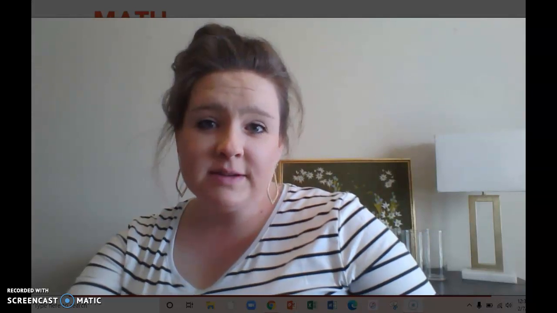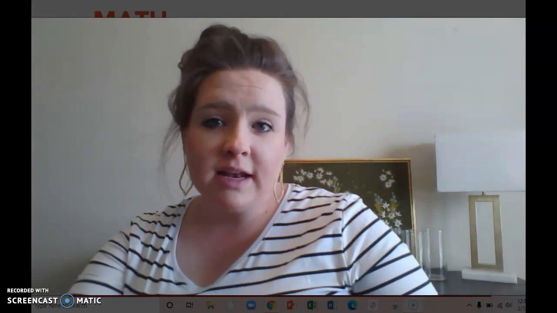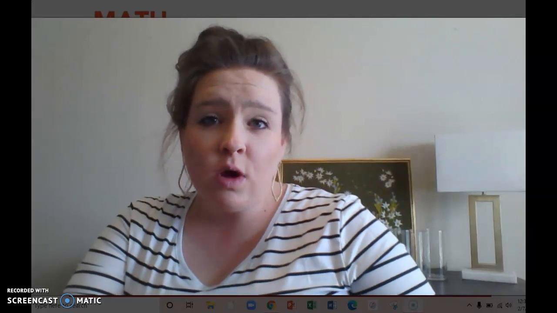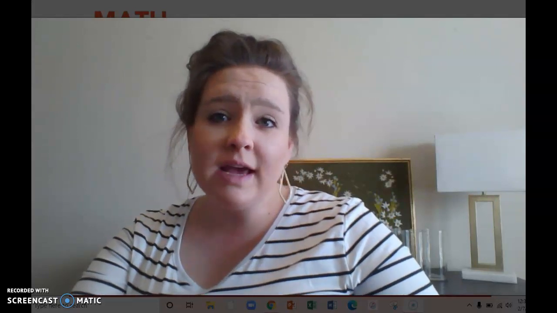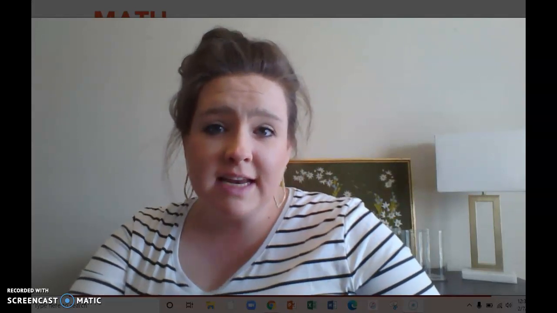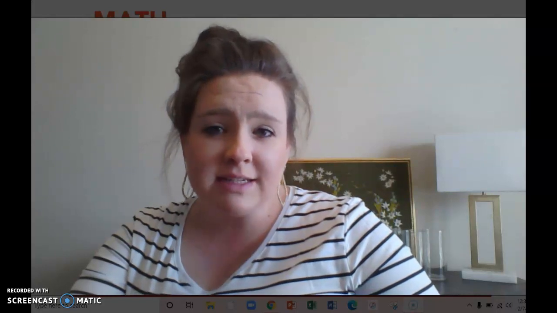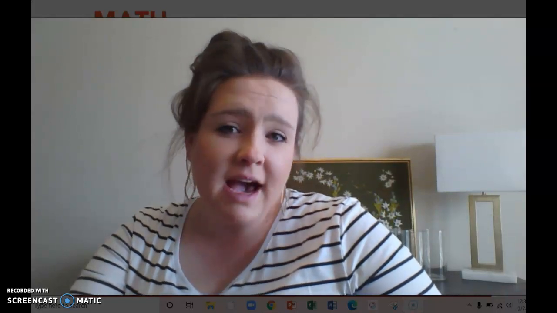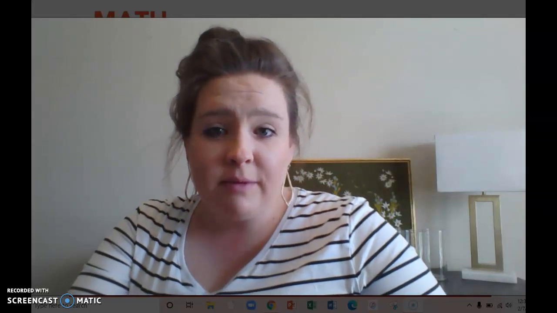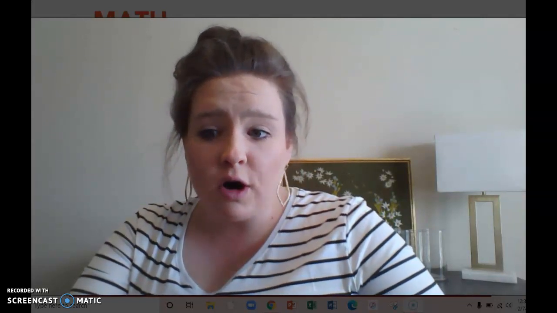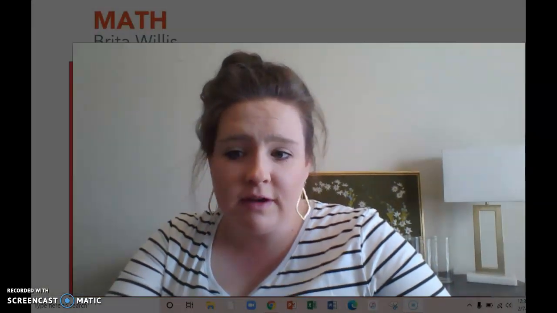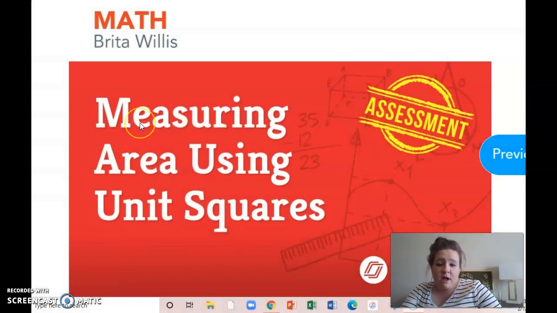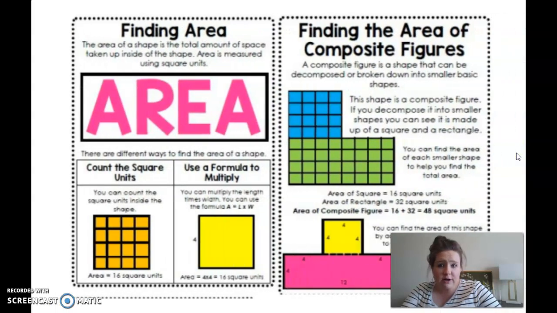Hey, third grade, we're going to be continuing talking about area, and I'm going to show you what we're going to be using area for tomorrow and why it's important that we understand finding area of rectangles today. We practiced it yesterday, because tomorrow we're going to be adding on composite figures. I'm going to show you what those are today, and then tomorrow we're going to really be practicing finding the area of composite figures. Okay, so we're going to be measuring area using unit squares, which we've already started practicing.